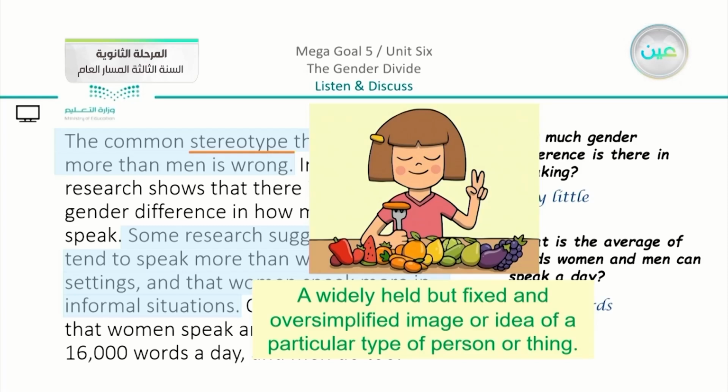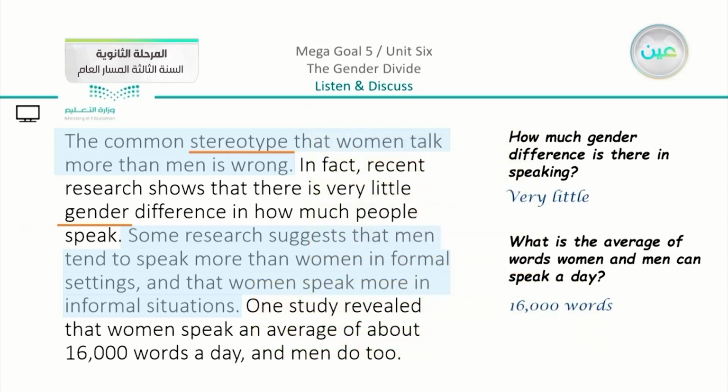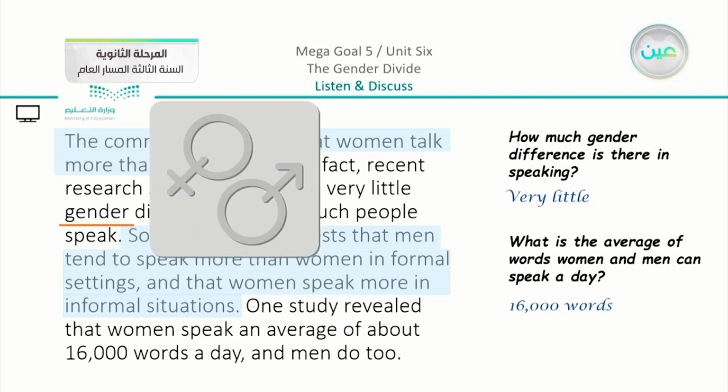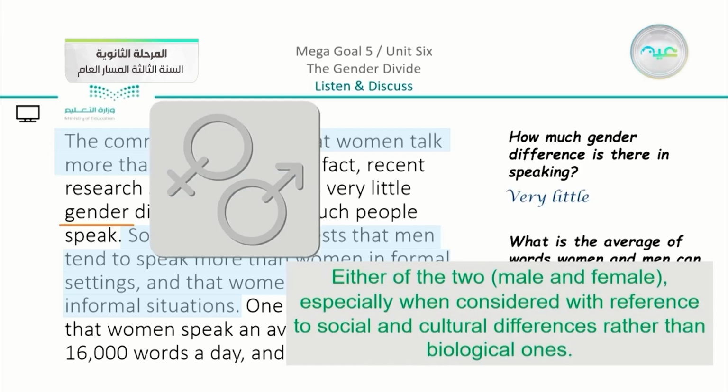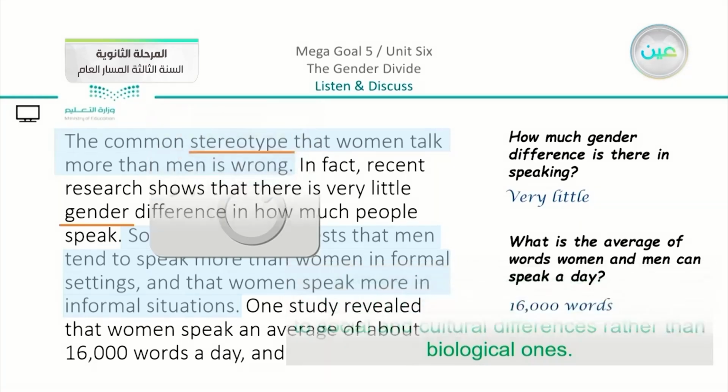Also, we do have another word here. We have the word gender that we have already discussed. Now we can say basically that the word gender can be referred to either one of the two, male and female, especially when considered with reference to social and cultural differences rather than biological ones.